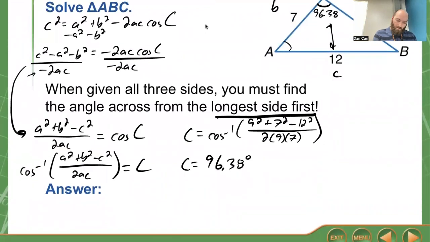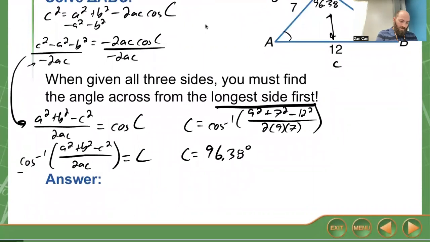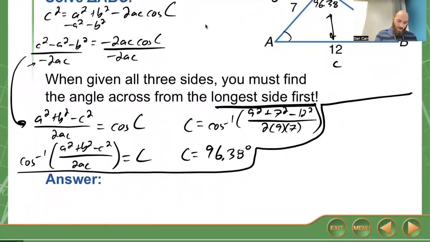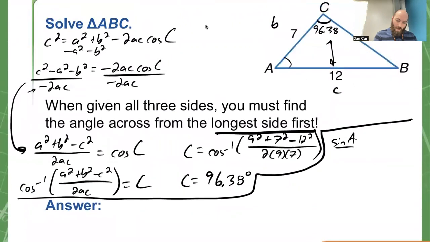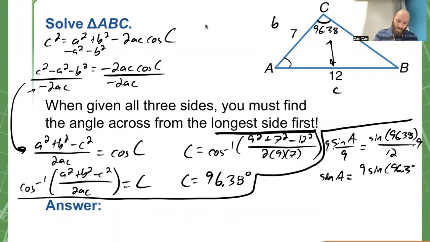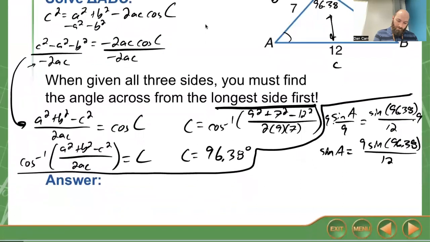We're out of space here, so let's try. I'll just do the sine of A divided by 9 is equal to the sine of 96.38 divided by 12. And again, I'm not going to do the rounded version of 96.38, I'm going to arrow up on my calculator to use that. So multiply both sides by 9. That's sine of A is equal to 9 times the sine of 96.38 all over 12.